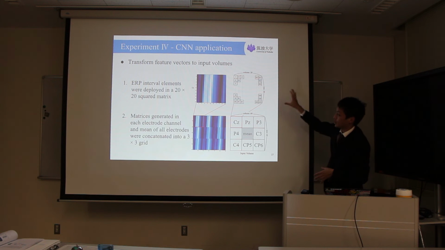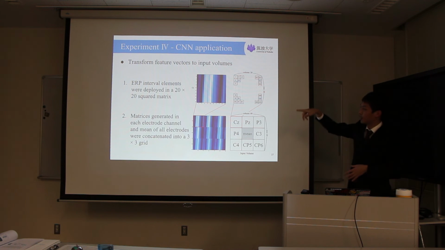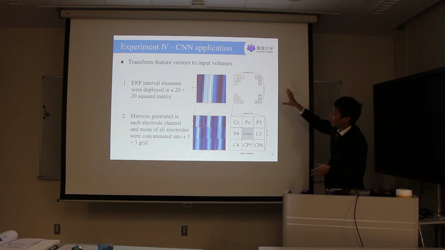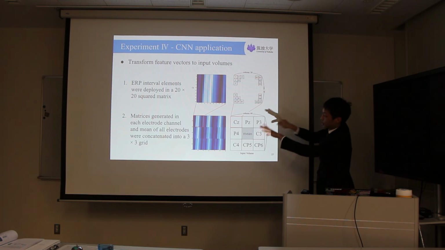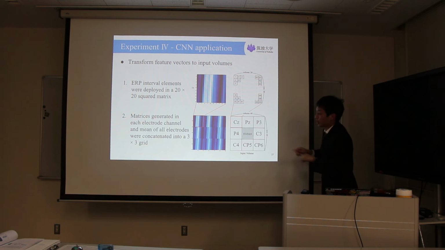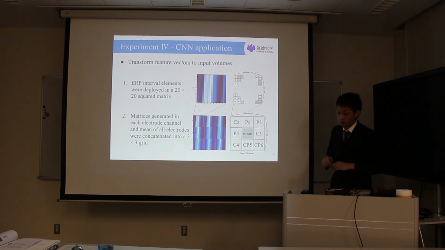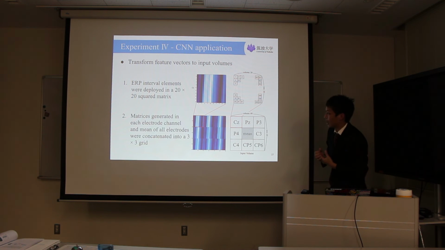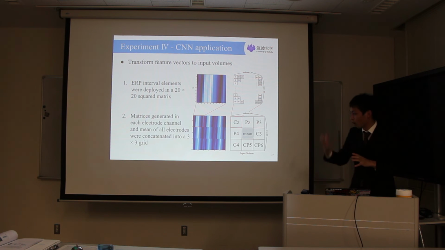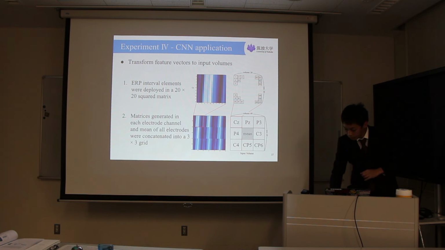This is generated by one channel, and then we concatenate the squared matrices of all channels into one squared matrix by a 3 by 3 grid. And we also use the mean ERP signals of all the electrode channels at the center of the grid.